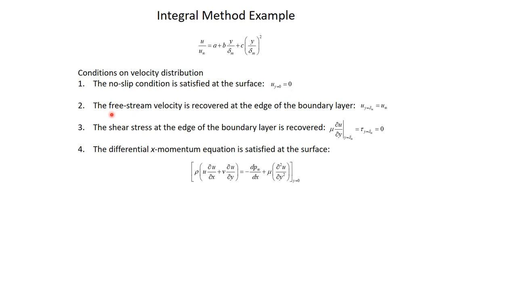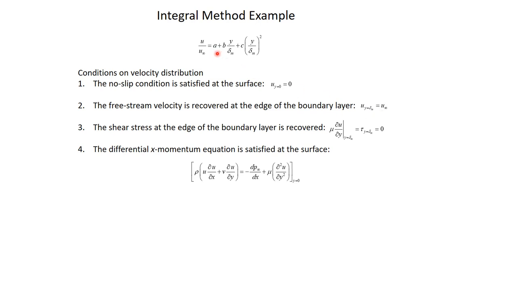We'd also like your velocity distribution to go to the free stream velocity when you get out to the edge of the boundary layer, right? So that's another pretty no-brainer thing for it to do. You'd like at y = delta sub m for your velocity to equal u infinity.